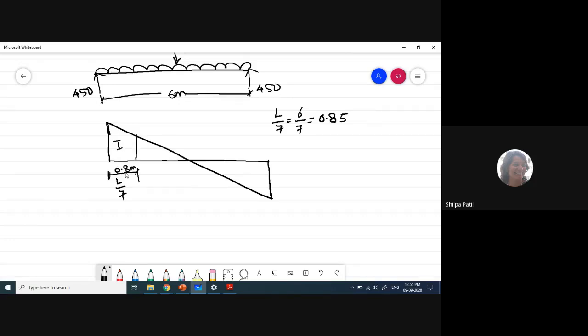Now what is the remaining length? 3 minus 0.8, that is 2.2. So I will consider 1 meter out of this as zone 2, and the remaining 1.2 I'm considering as zone 3.